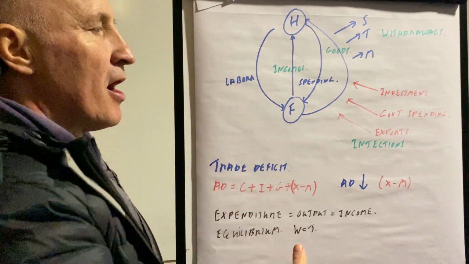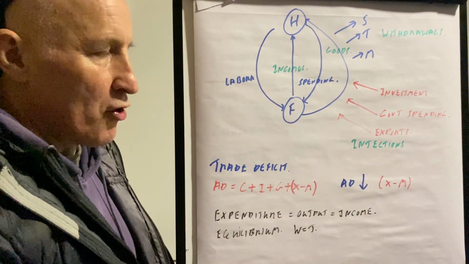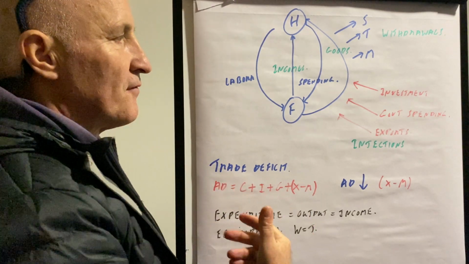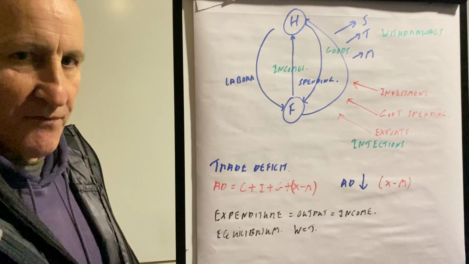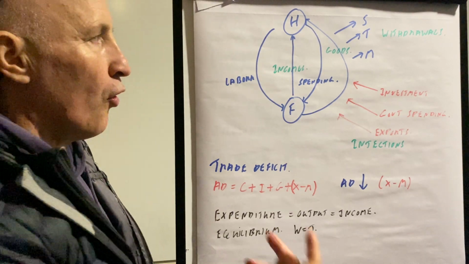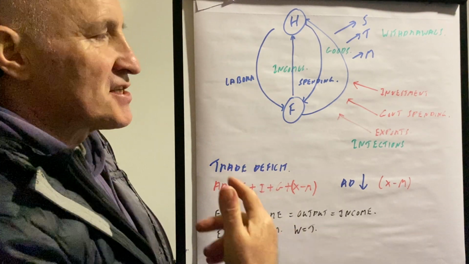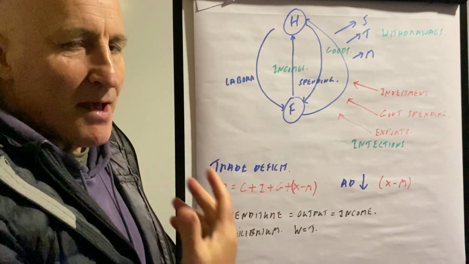So we have to make that up either through more government spending, which means we have to borrow money, or alternatively, we have to try and attract foreign direct investment from abroad, or the consumers have to spend more money, but then they may get into personal debt.